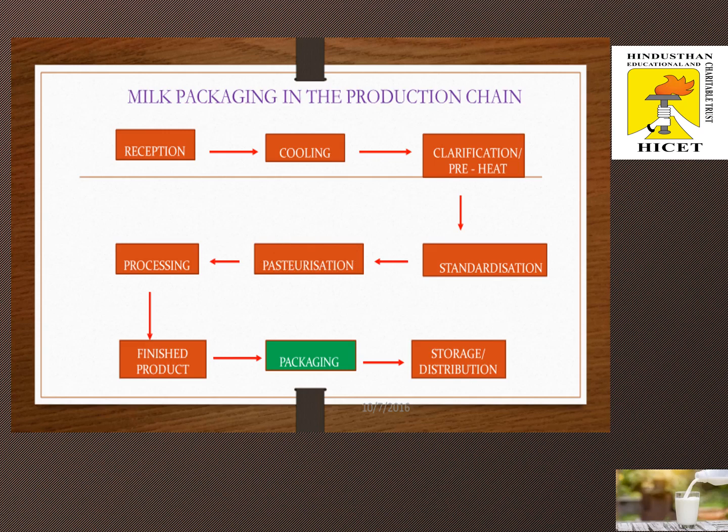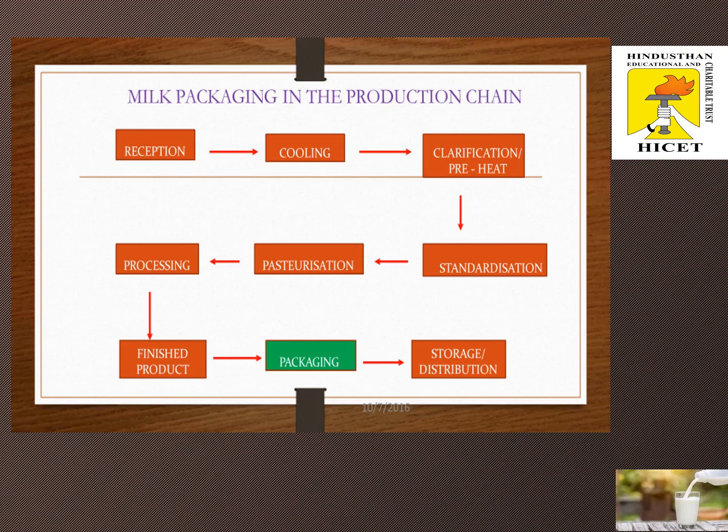Reception, where the milk is stored at 4 degrees Celsius, and after that, the cooling. It is stored at 4 degrees Celsius, and after that, clarification or preheating. Clarification means removal of the suspended solid particles, or the non-soluble solid particles that are present in the milk. And after that, preheating, as you are going for a pasteurization process. In pasteurization, you need to heat the milk to 63 degrees Celsius or 72 degrees Celsius, that is the pasteurization temperature. The incoming product has a temperature of 4 degrees Celsius, so you take the milk to a preheating chamber where they heat the milk from 4 degrees Celsius to 40 degrees Celsius.